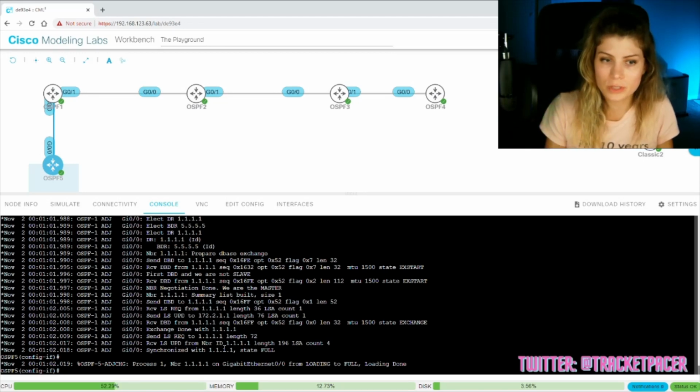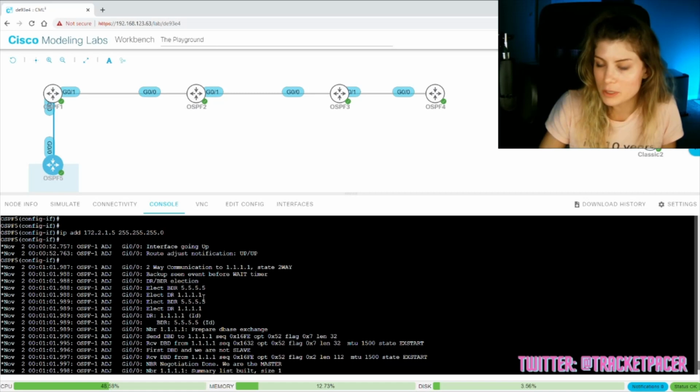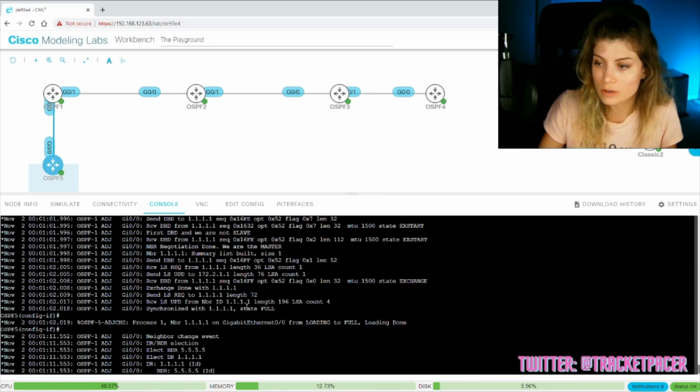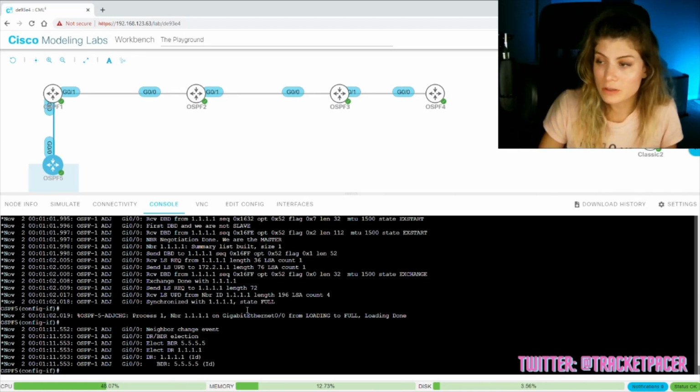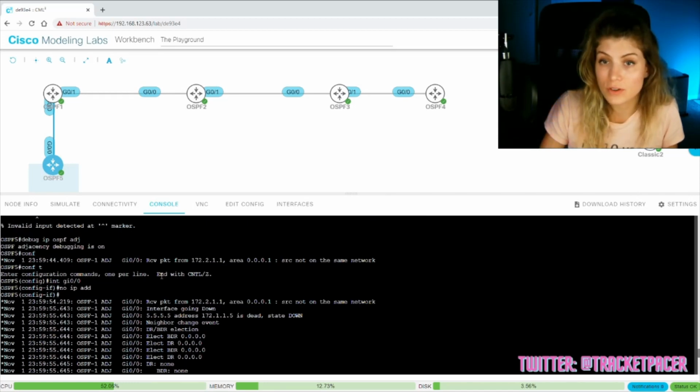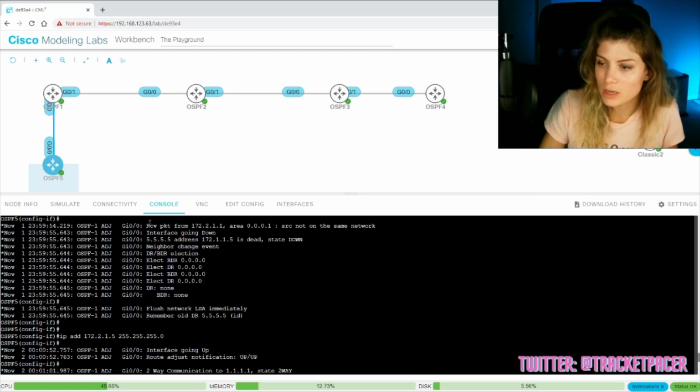I almost never do debug IP commands because I don't know if it's like this everywhere, but I work for a service provider, and if I ran a debug command on any of our routers, it would just destroy the router. So I would never run that command on anything but a lab device. I don't know if that's good advice for everywhere or just for me. So okay, it worked. Received packet from 172.2.1.1. That's OSPF 1.